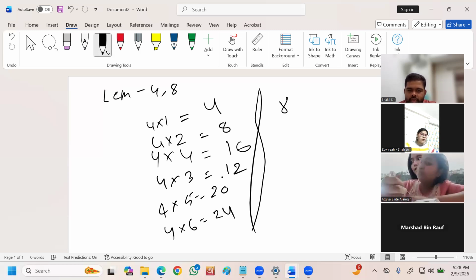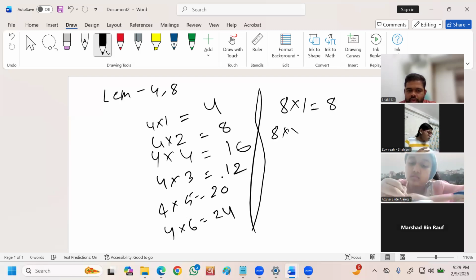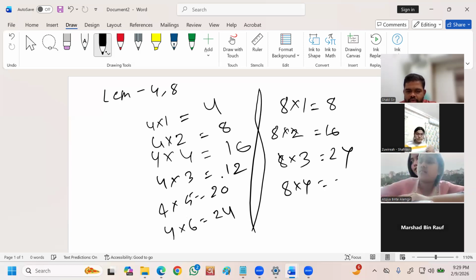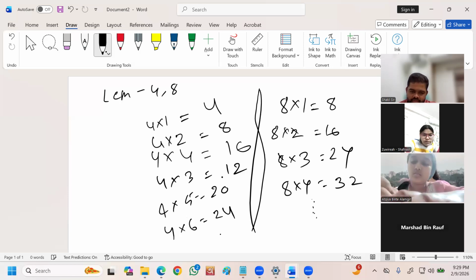Now, what about 8? What are the multiples of 8? 8 times 1 equals 8. 8 times 2 equals 16. 8 times 3 equals 24. 8 times 4 equals 32. And we can go like this forever, because there are no limited numbers. Now, we have to find the common ones.